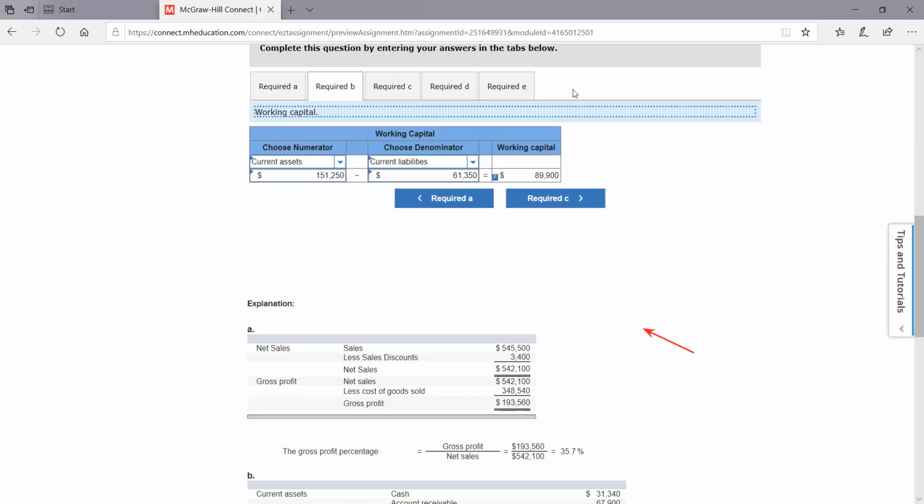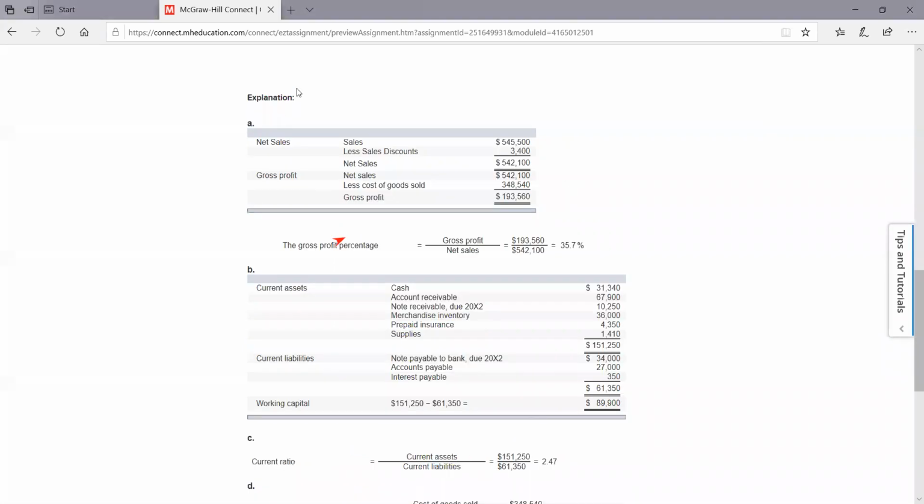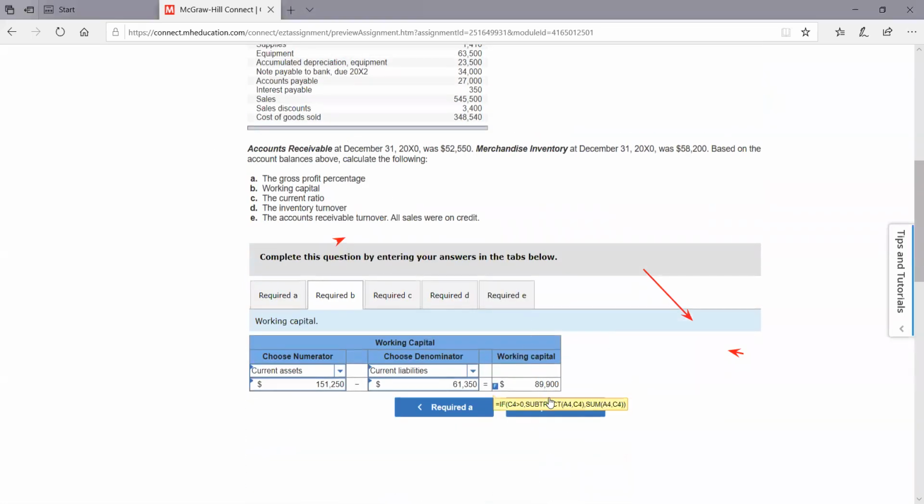Working capital is simply where you compare current assets to current liabilities. Notice they're just showing you the formula right here, current assets minus current liabilities. Go back and find your current assets, subtract out your current liabilities, you get your working capital. And of course, down below, if you're wondering what are my current assets, they list them right here. And of course, here's your current liabilities. So that would be part B.